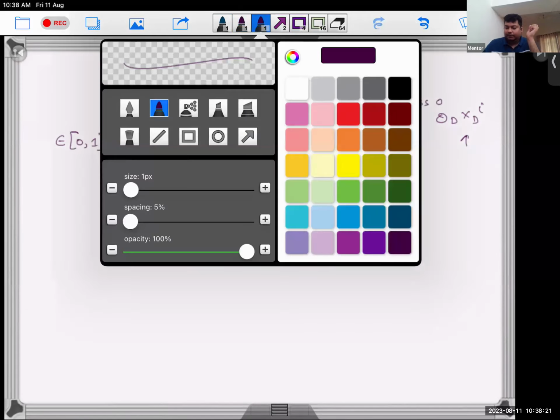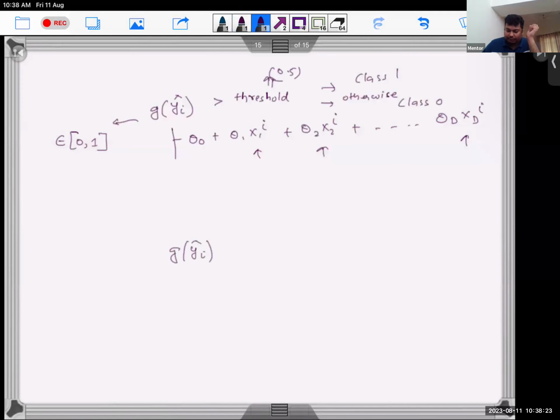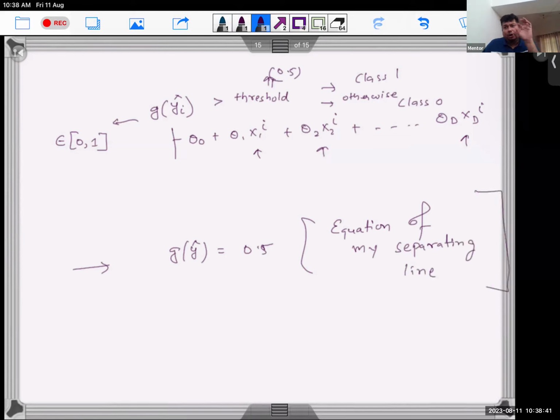So can I say when g of yi hat is equal to 0.5, this should be the equation of my separating line? Yes or no? Whichever threshold you pick, all the samples on that line will have to be equal to 0.5, right? So let's try to figure out what that equation is. What is g of yi hat? This is theta naught plus theta 1 x1 plus theta 2 x2. And I'll write it like this.